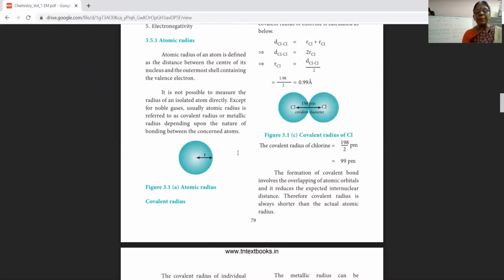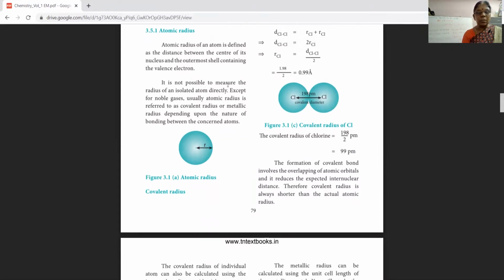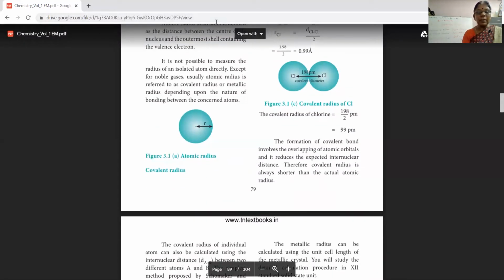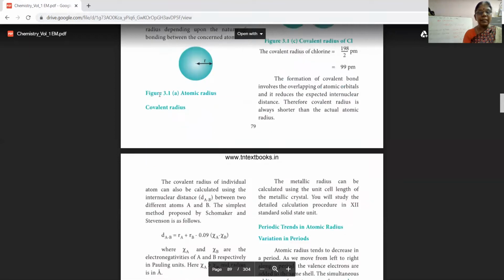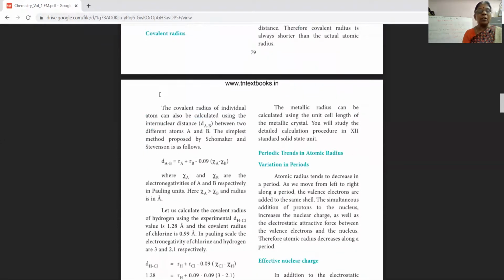PM means picometer. The formation of a covalent bond involves the overlapping of atomic orbitals and it reduces the expected internuclear distance. Therefore, covalent radius is always shorter than the actual atomic radius. The covalent radius of an individual atom can also be calculated by using the internuclear distance of different molecules, between two different atoms A and B.